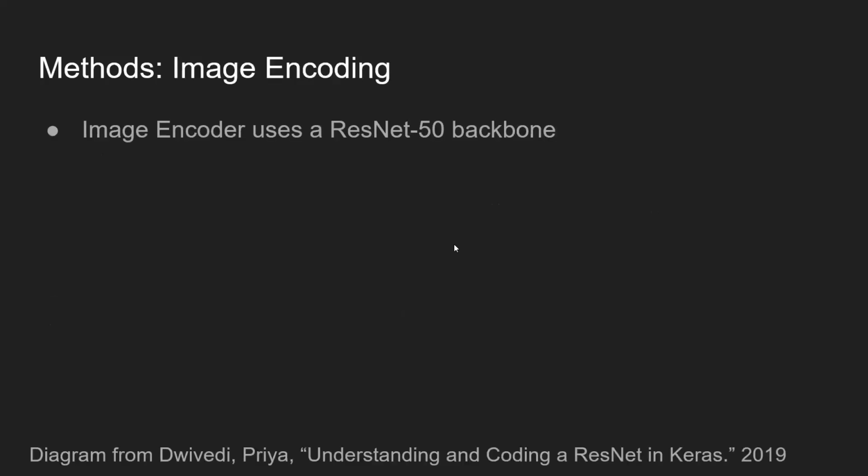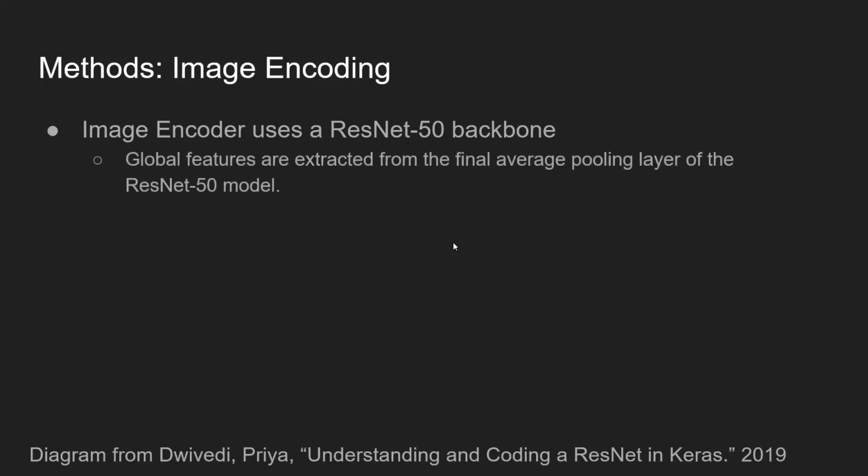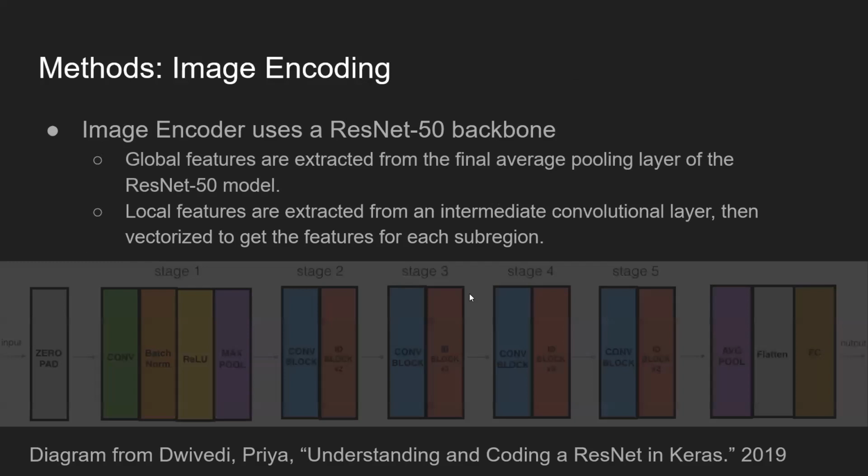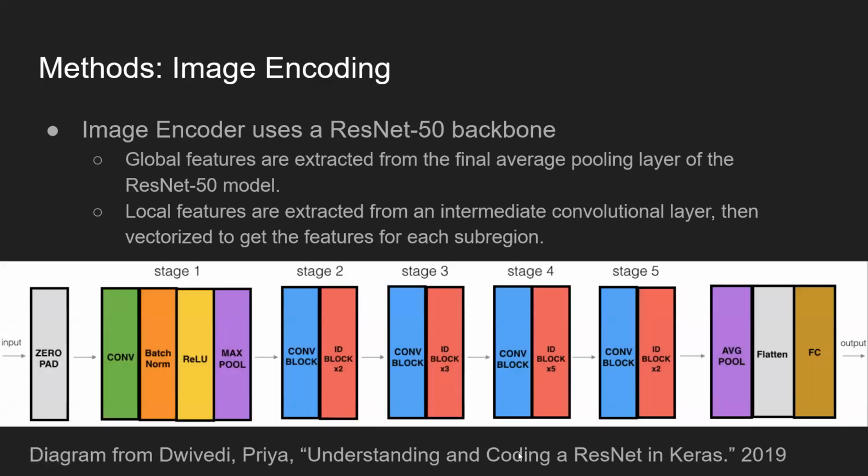For the image encoding, they use a ResNet-50 backbone. The global features are extracted from the final average pooling layer of the ResNet-50 model, and local features are extracted from an intermediate convolutional layer, then vectorized to get the features for each subregion. So I cited this diagram that was provided by Jadiva, and the average pooling layer is where the global features are extracted, the final average pooling layer, and then the local features come from an intermediate convolutional layer.